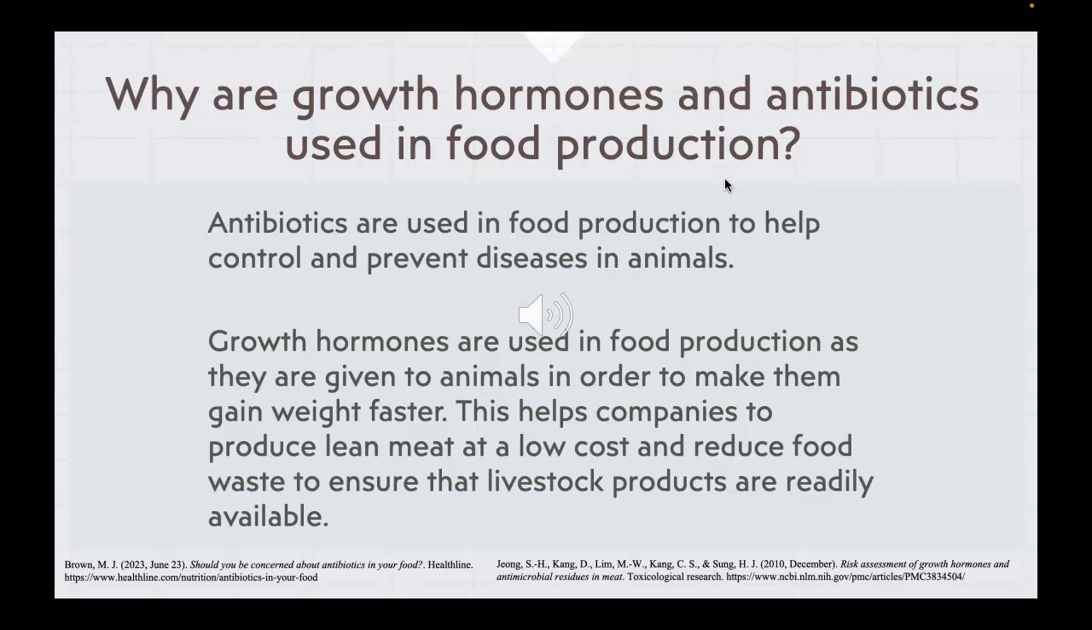Growth hormones are also used in food production in order to help the animals gain weight faster, and this helps companies to produce lean meat at a low cost and to reduce food waste in order to ensure that the livestock products that they sell are readily available.